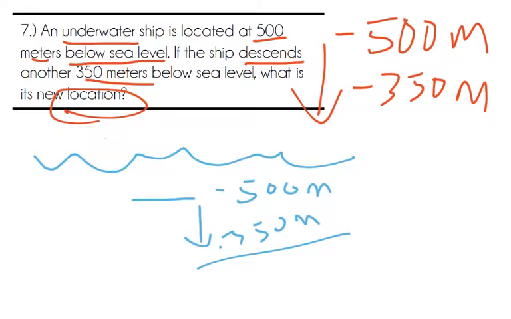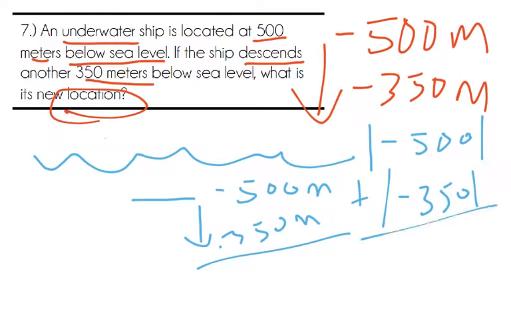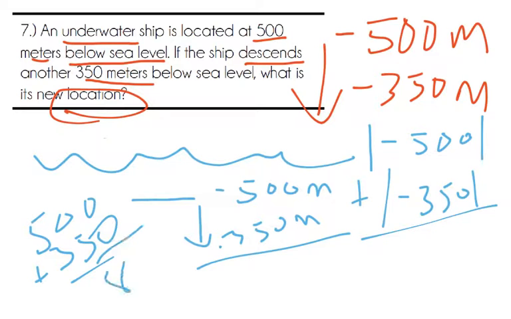Well, this is where you should use absolute value to figure this out. So all you have to do is take the absolute value of negative 500, add to that the absolute value of negative 350, okay? So really, that's 500 plus 350, right? Because absolute values are positive. And you're going to get 850 meters. But you have to remember that's negative because we're under the sea. So the answer to this question is negative 850 meters. That's where we end up. That's the new location.